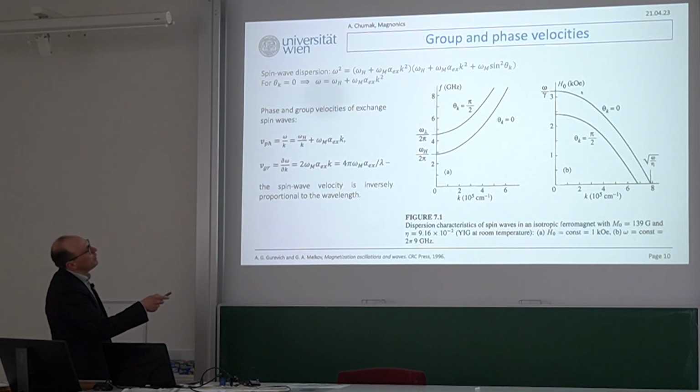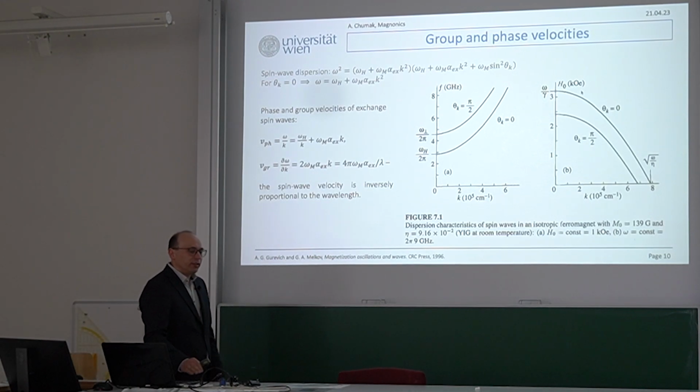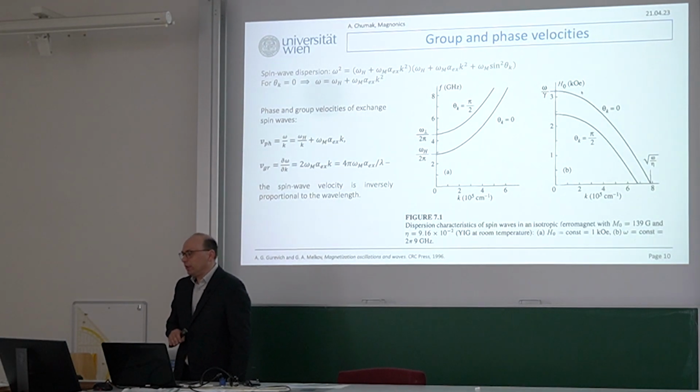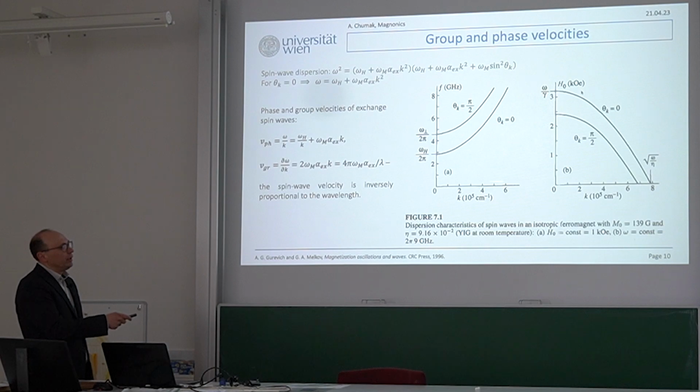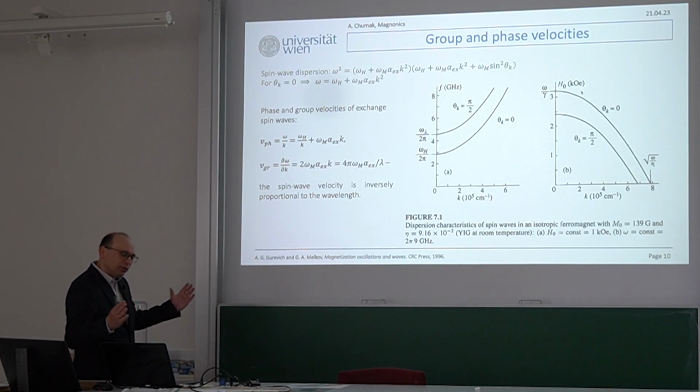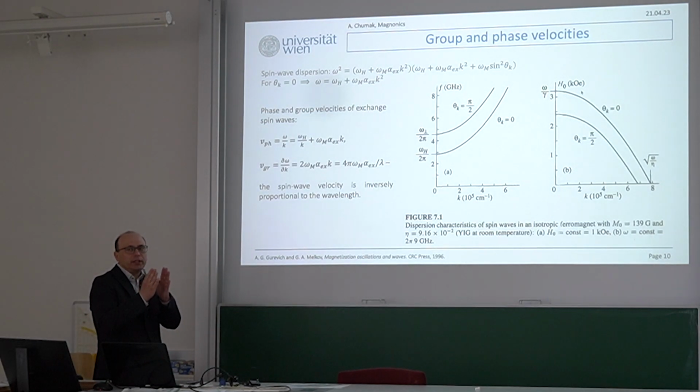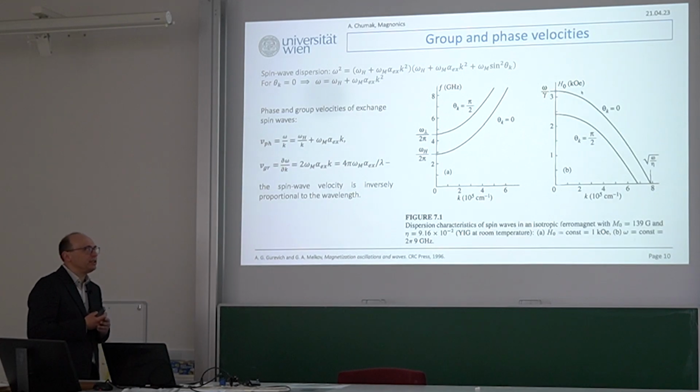Then let us analyze group and phase velocities. For data processing, for example, it's very important how our velocity behaves with increasing k. Why do we need an increase in k? Simply because the wavelengths are getting shorter and shorter, and that's better. You come closer to CMOS for data processing. The smaller the wavelengths, the better.